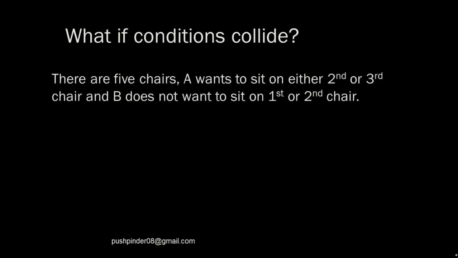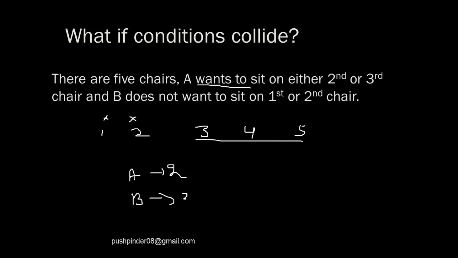There are 5 chairs. A wants to sit on either second or third chair, and B does not want to sit on first or second chair. So these are the 5 chairs: 1, 2, 3, 4, 5. So if we go by the question, we satisfy this wants to. Girl A wants to sit on second or third chair. Let's suppose girl A in one scenario sits on the second chair, right? Now if girl A sits on the second chair, how many choices does B have? Now B does not want to sit on first or second. A is already sat on second chair, so that means B has 3 choices left for him.